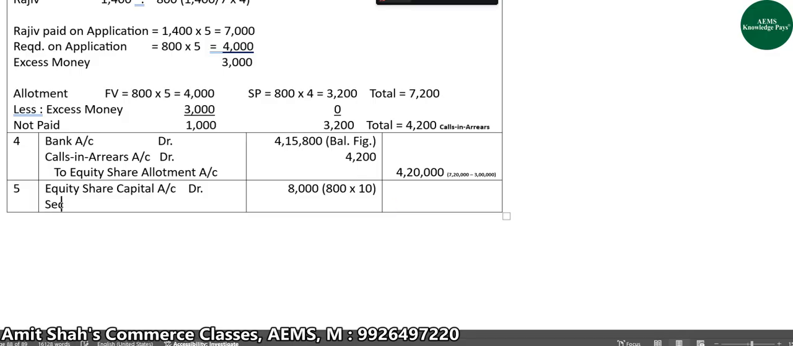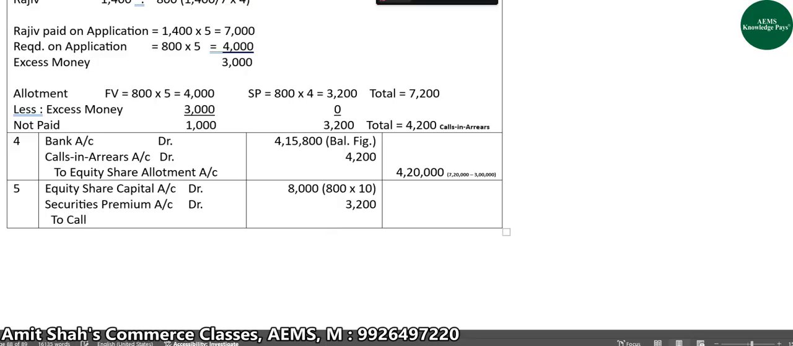Has he not paid any premium? Yes. So if he has not paid any premium, then for that we will debit securities premium account as well. How much premium has he not paid? 3,200. That is why we did this classification. Total amount that he has not paid, that is credited to calls in arrears, whether it is of face value or of premium. So the total amount that he has not paid is 4,200, which we debited to calls in arrears in the receipt entry of allotment. Now we will credit it.